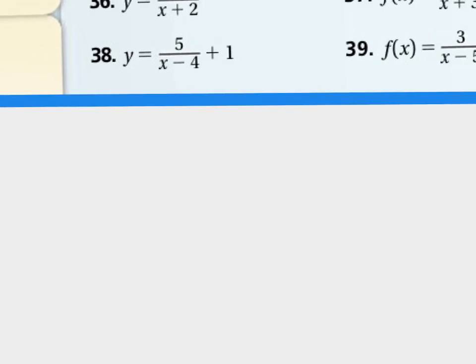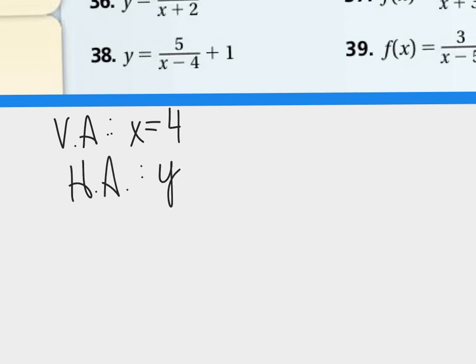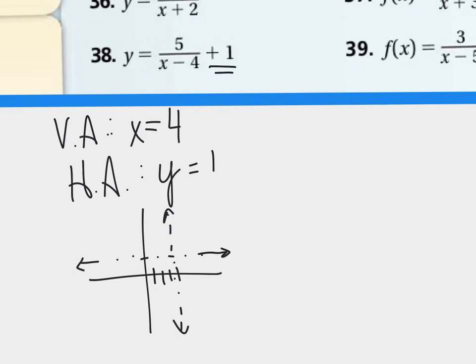38, vertical asymptote would be if x equals 4. Horizontal asymptote would be y equals 1. So again, just a rough sketch here. If you pick some points and worked that out, it would look something like this.